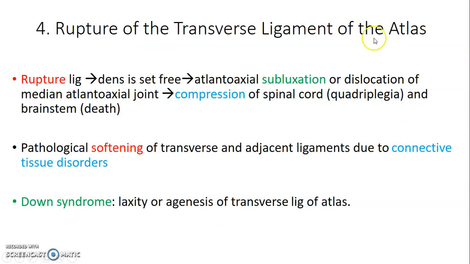You can rupture the transverse ligament of atlas. Remember, it holds the dens onto the anterior arc of the atlas. So if you rupture the ligament, the dens is set free. So you can have subluxation or dislocation of the joint. The dens moves posteriorly and compresses the spinal cord, leading to paralysis of all four limbs. And because it's up there near the brainstem, it can lead to death when you compress the medulla oblongata, which holds the vital centers.